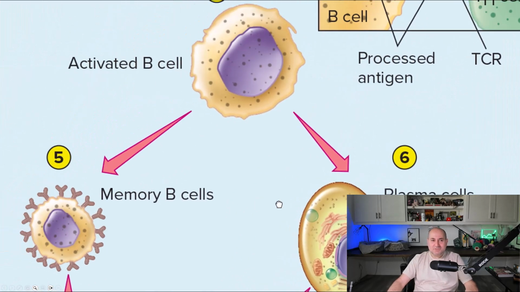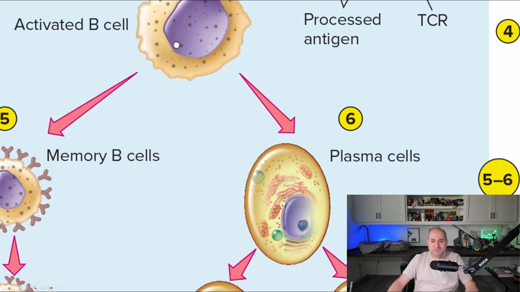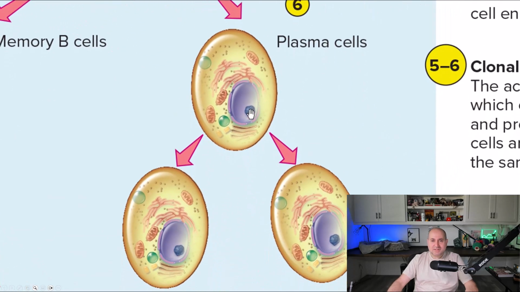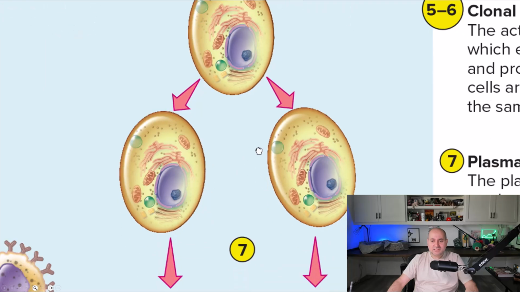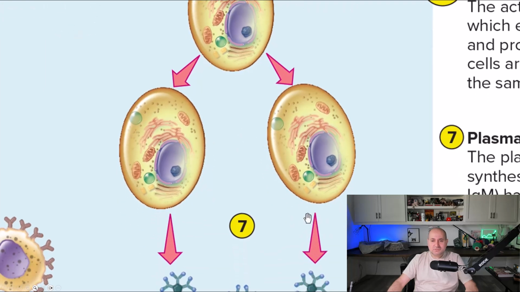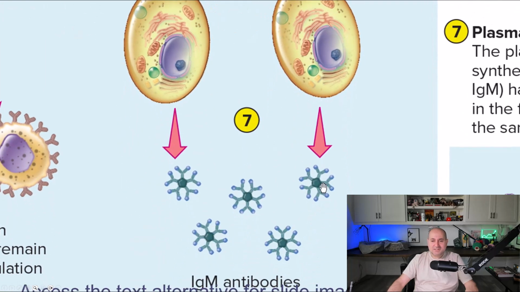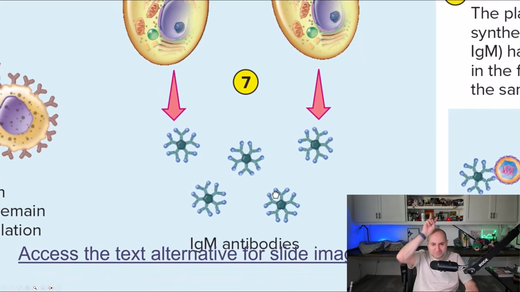And then remember, the activated B cells also differentiate into plasma cells. Plasma cells, which are these big cells that just start making it rain antibodies, right? So the antibodies that used to be on the surface of the B cell are now being just strewn about into the blood, and they travel around in the blood.